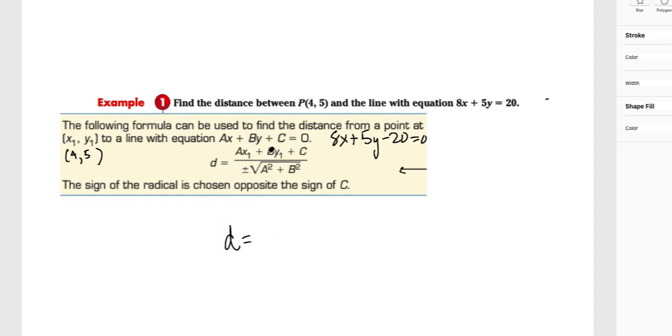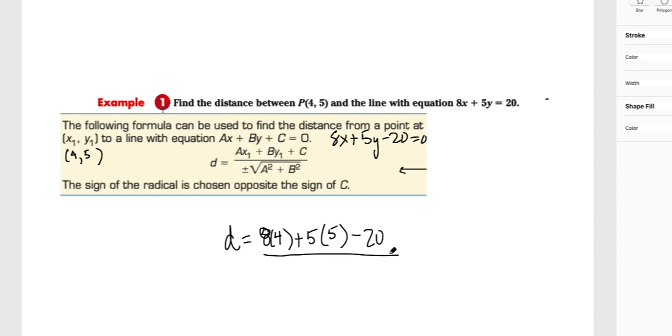So the distance is given as a times x1. So that would be 40. No, it's not. That would be 32. Let me try that again. Actually, let me write it in. So if I put that in, a times 4 plus b times y, which is 5 times 5. And then we're going to add 20. Actually, we'll subtract 20 right there.